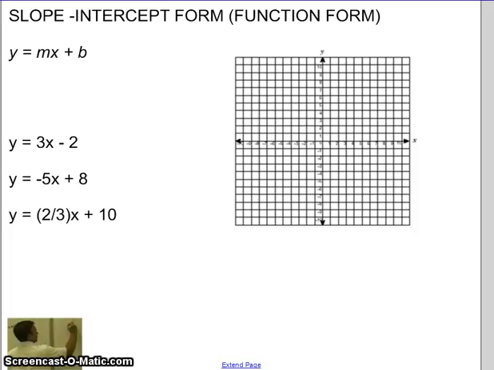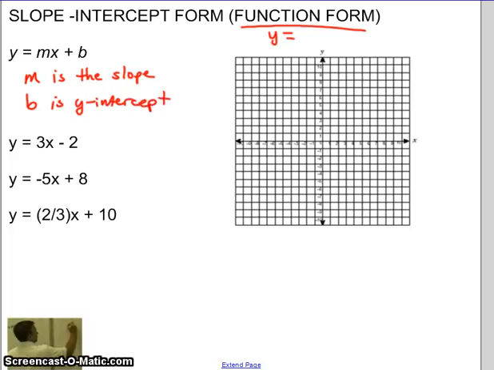Slope-intercept form, also known as function form, where we have y equals, is most commonly referred to as y equals mx plus b, where the value for m is the slope of your line, and b is the y-intercept, or where the line crosses the y-axis.